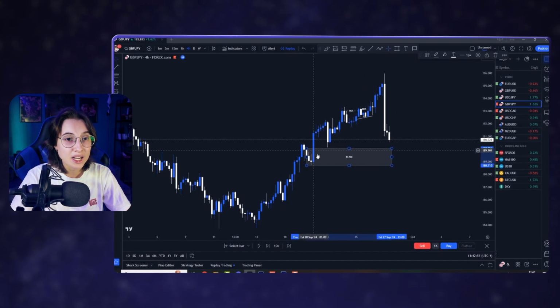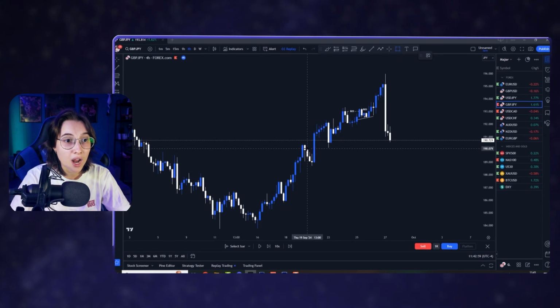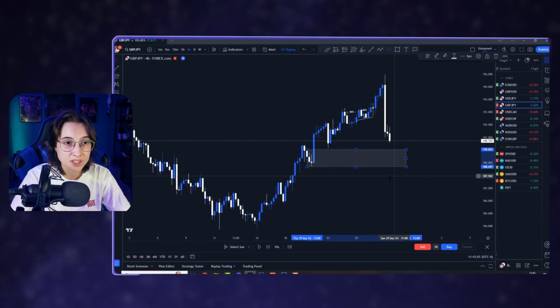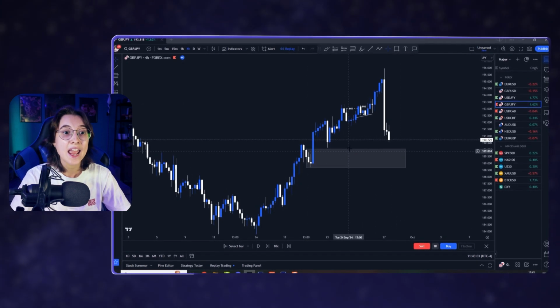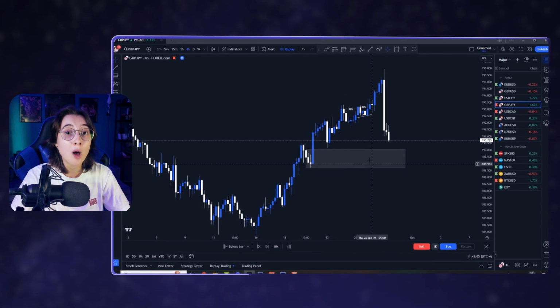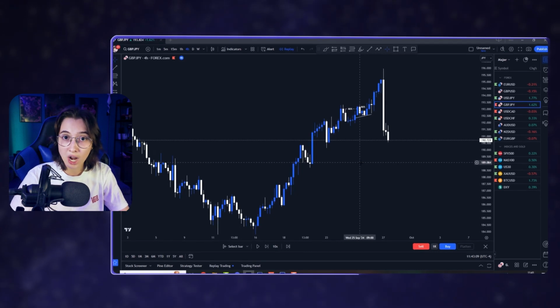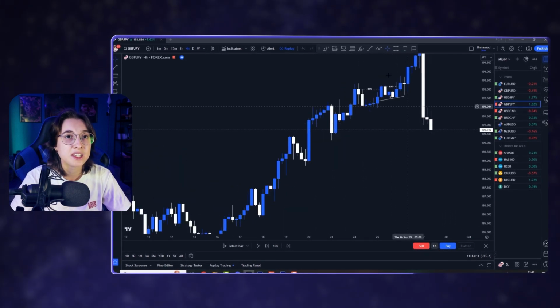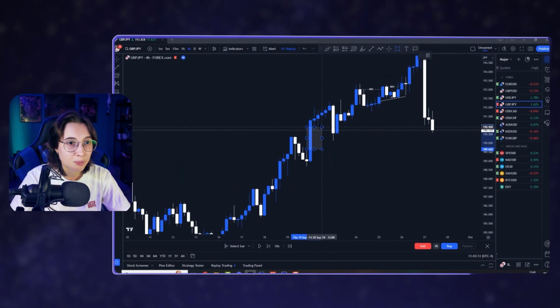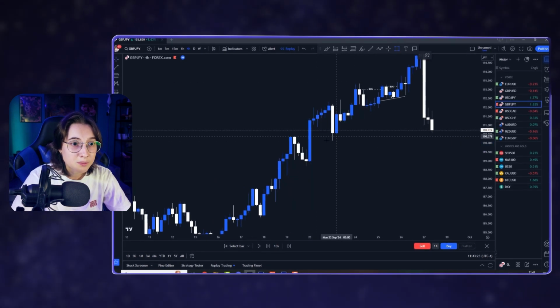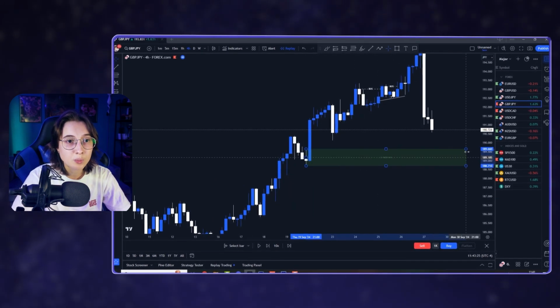For example, right here we have this amazing 4-hour POI with these 3 candlesticks. A valid POI is a candle of the opposite color that also created an imbalance, or a fair value gap. As you can see right here, we have our fair value gap, and the candle just below it is our POI.